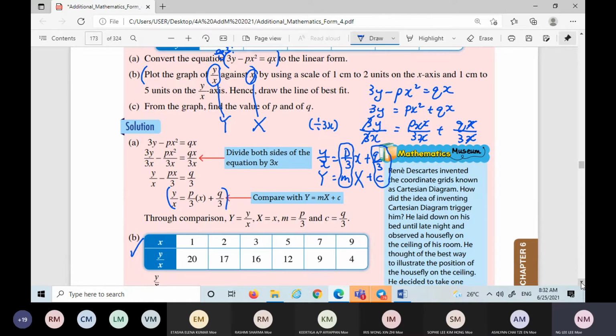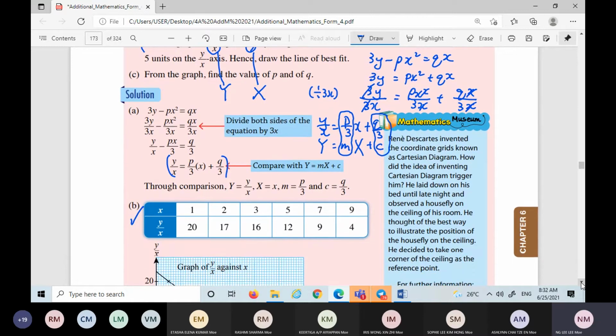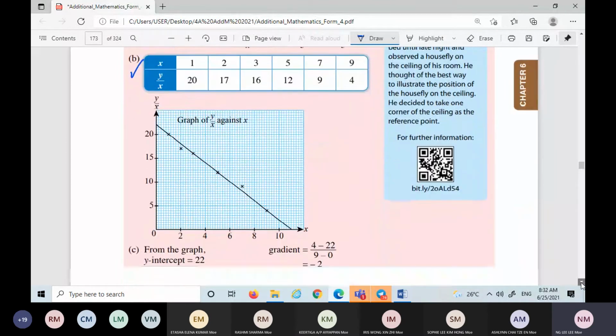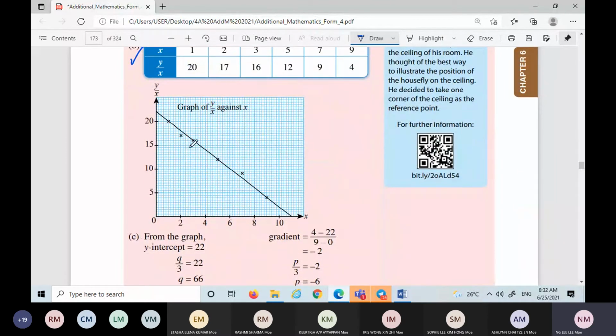Okay, so get the table. After that, only plot the graph, using the scale given. And then draw the best fit. So this line meets 2 points, and then 1 point above and 1 point below the line. Okay, so this is part B.